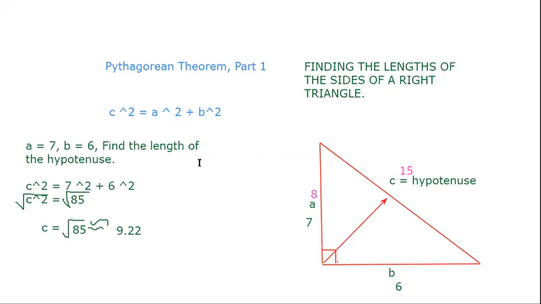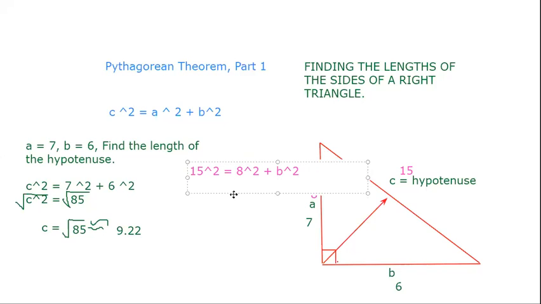So we know our C. So we have 15 squared equals 8 squared plus B squared. And there's the equation that we're going to have to solve. In this one, we're given the hypotenuse, and we're trying to find the missing leg, which is B.